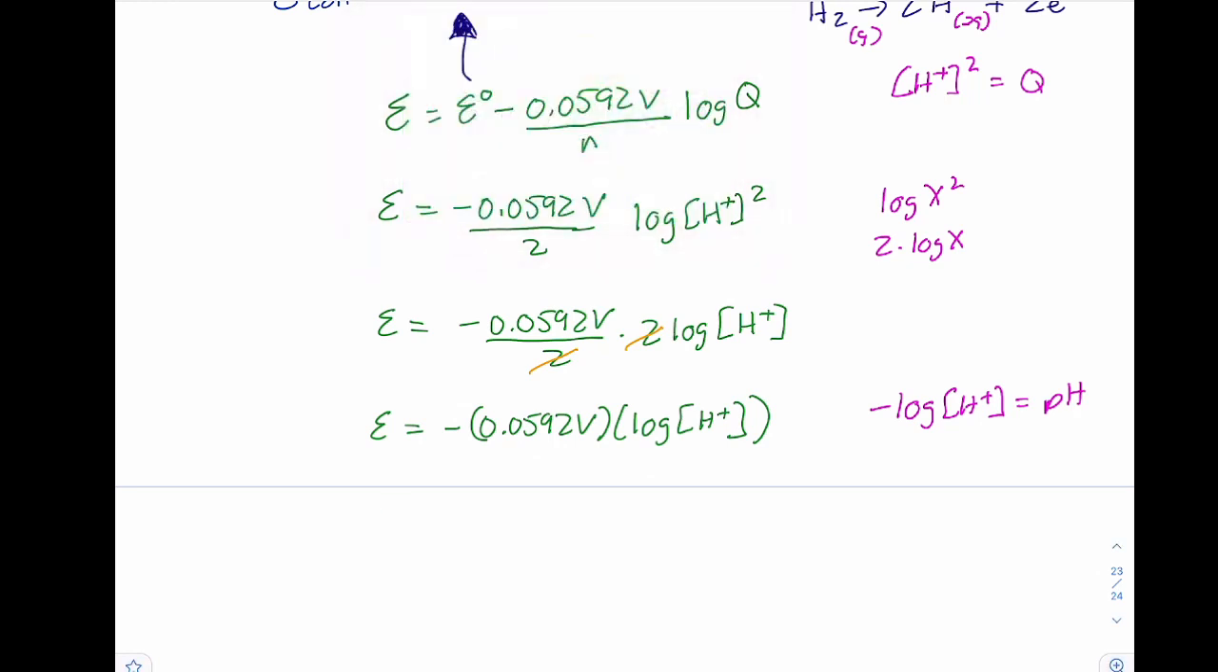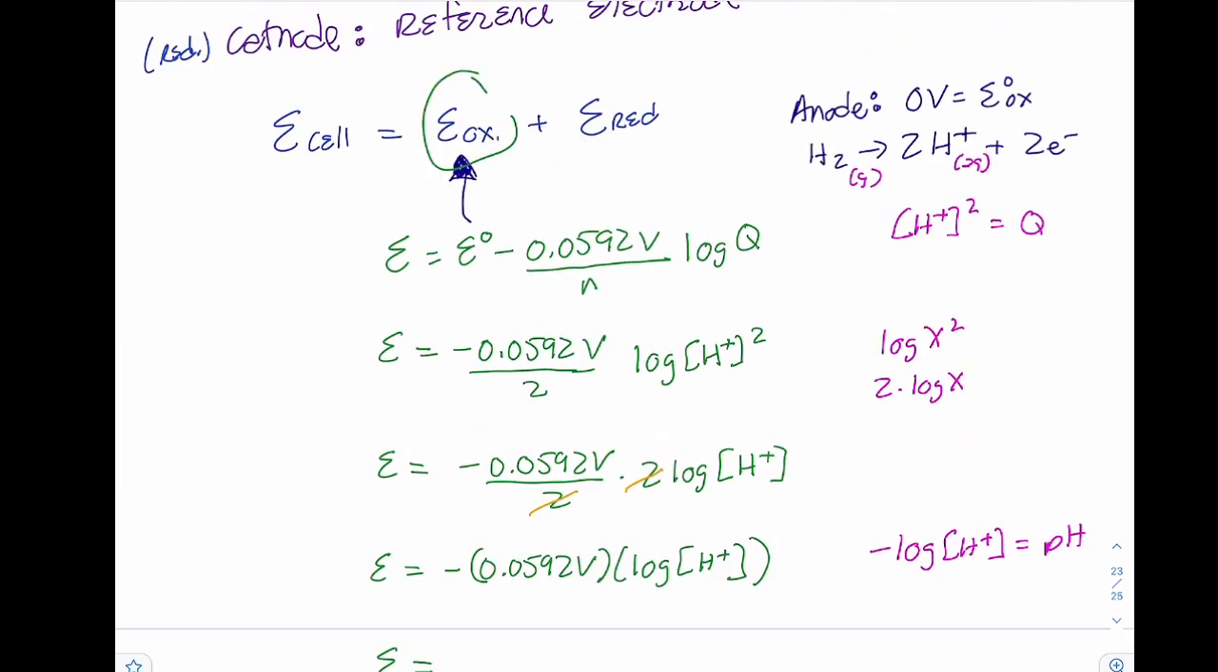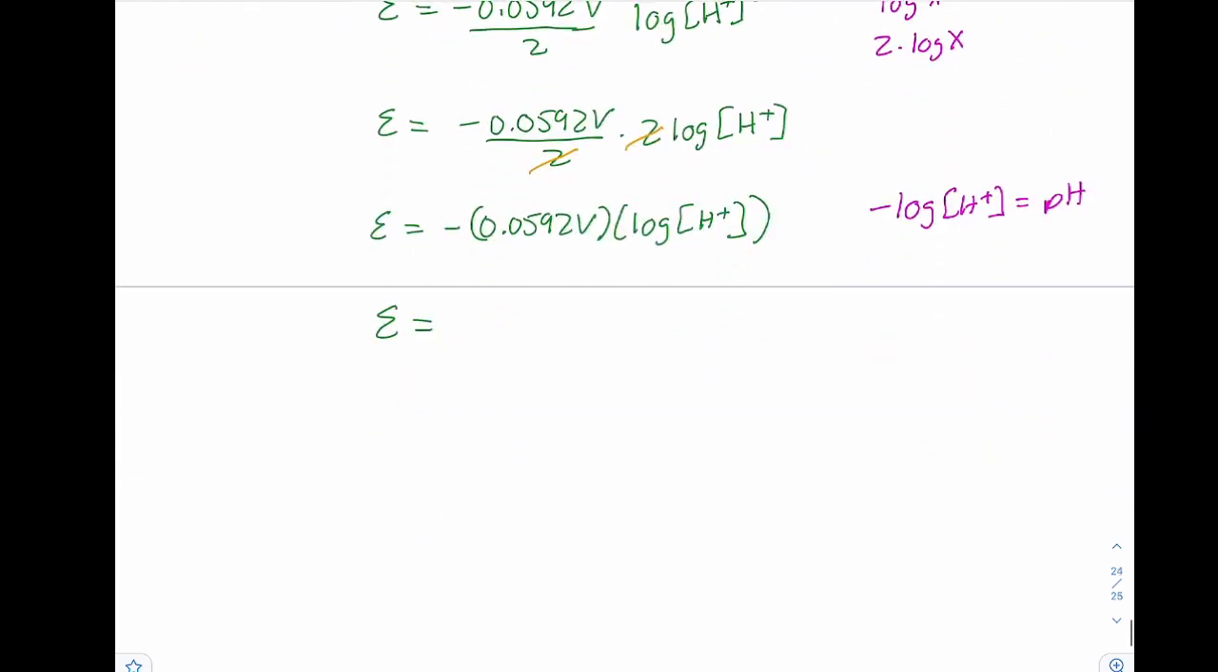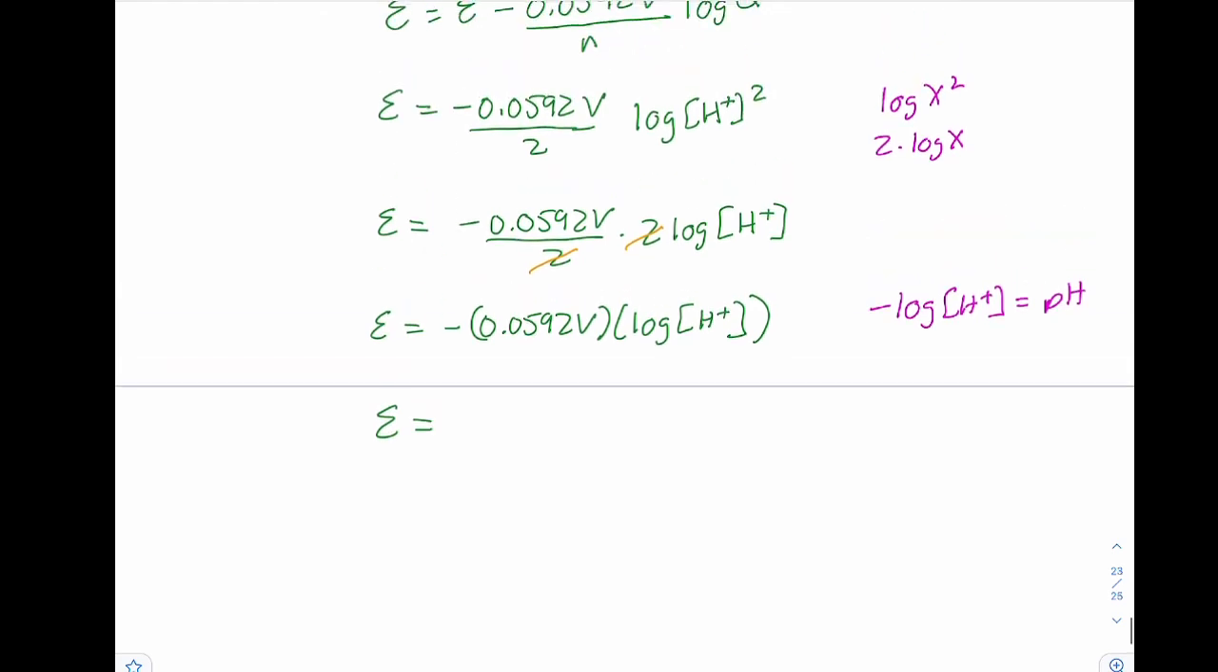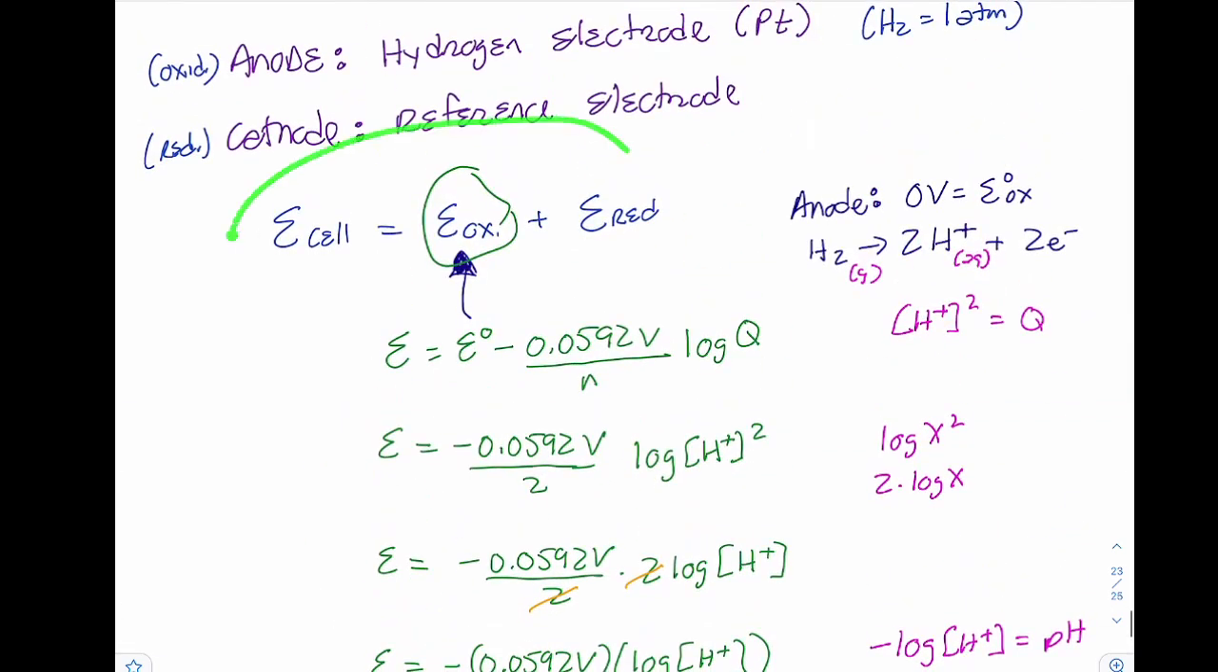And I'm going to get that my cell potential, and again, this is the cell potential just for this oxidation, right? We're only working on this oxidation side. My cell potential, we can put the OX there just so we don't forget, is going to be equal to 0.0592 volts multiplied by my pH. I'm now going to take this, we're going to go back up, and we're going to plug it in for this.